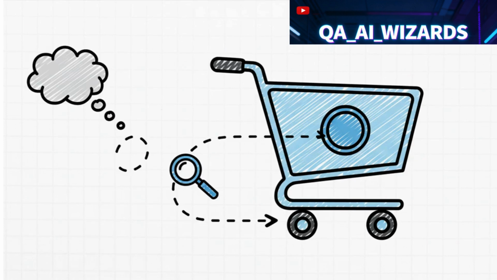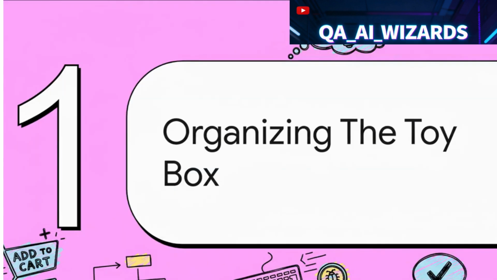So to make this whole thing crystal clear, we're going to follow one single super familiar feature, the Add to Cart button. We're going to trace its entire life, from a simple concept all the way to a button that actually works in an app. So where does our journey start?